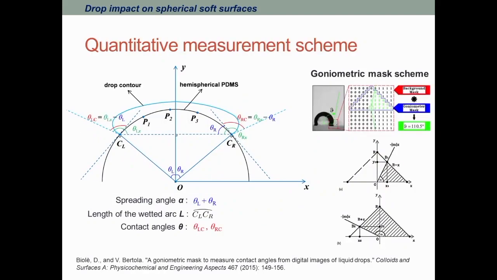And here I'm looking at some parameters. The first one is the spreading angle, which is this angle, and also the length of the wetted arc, which is this one. And also the dynamic contact angles are measured. I adopted a new technique based on a geometric mask scheme to measure the dynamic contact angle. And this method can measure the dynamic contact angle on a curved surface, which is something that the conventional method cannot do.